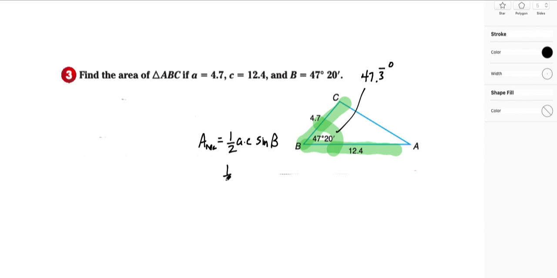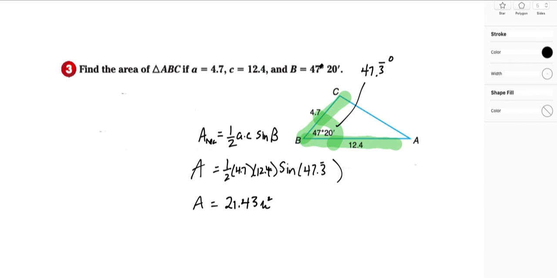And then we have 1/2 times 4.7 times 12.4 times the sine of this angle. And so again, I'm just going to go over to our calculator and get the area in just a second. And with that, we get 21.43 units squared. I don't think they told us if they were feet or inches, so we'll just do units squared because we're dealing with area. Let's look at another example.